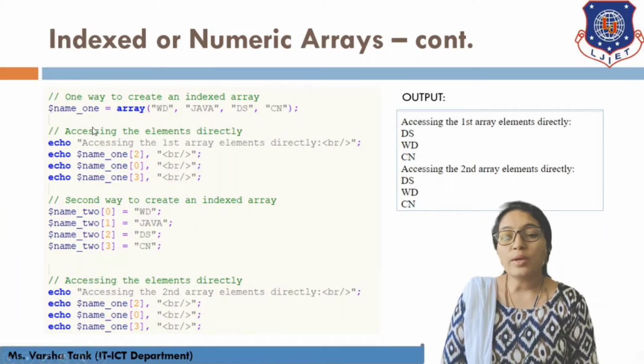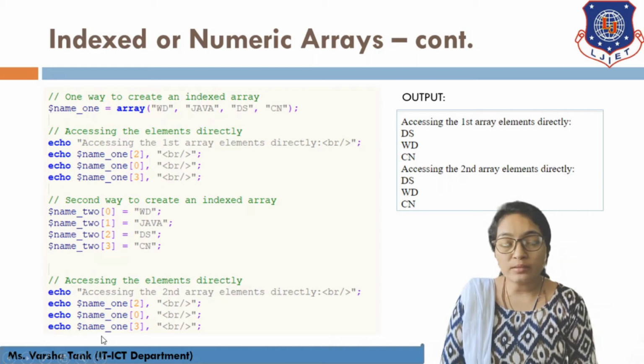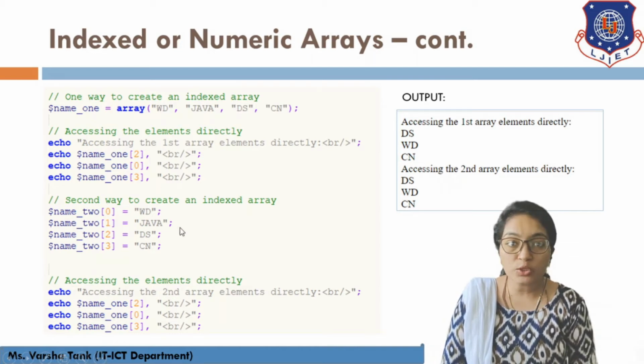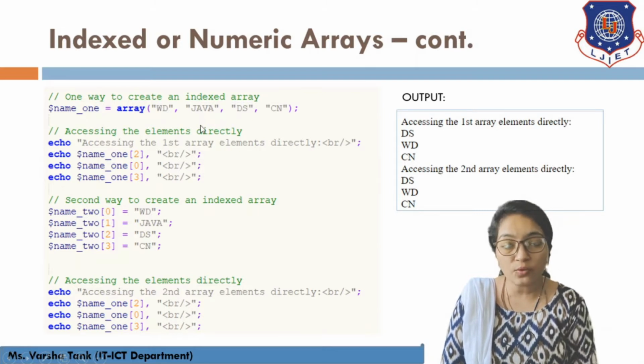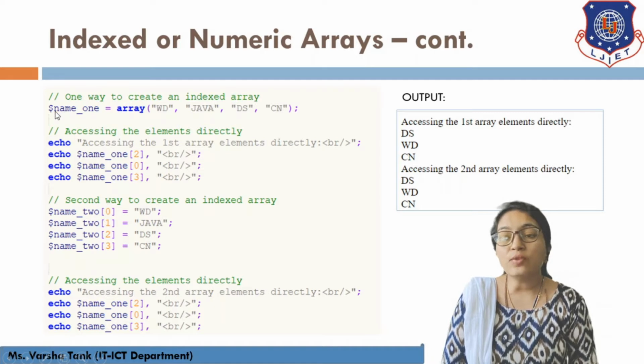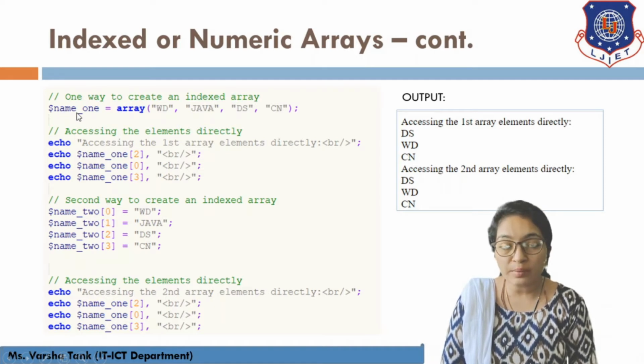Okay, so here in this program, you can see there are two ways of creating the array. Here you can see one way to create an indexed array that we have seen in the last lecture in a foreach loop. First of all, you have to create the variable name the same as you create a simple variable. So $name1 is equal to array.